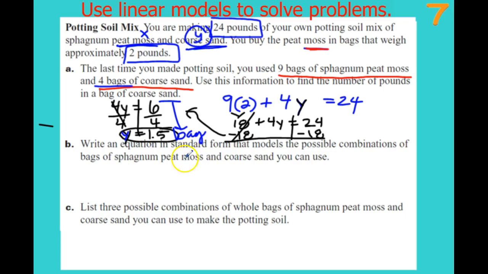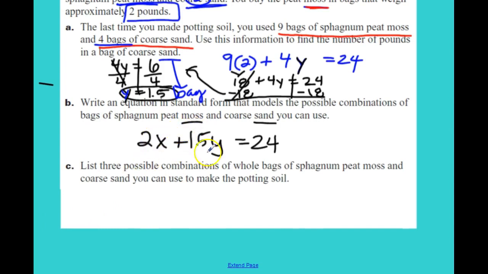So now it says, write an equation in standard form that models the possible combinations of peat moss and sand you can use. Well, we know our total is still 24. We have to have some combination of peat moss and sand added together. Well, we know they weigh 24 pounds total, and the bags of moss weigh 2 pounds, so 2 times the number of bags of the moss, plus we just figured out the sand, y, weighs about 1.5 pounds. So the number of pounds for x plus the number of pounds for each y will give us a total of 24. And this is in standard form because this plus this should give us our total.